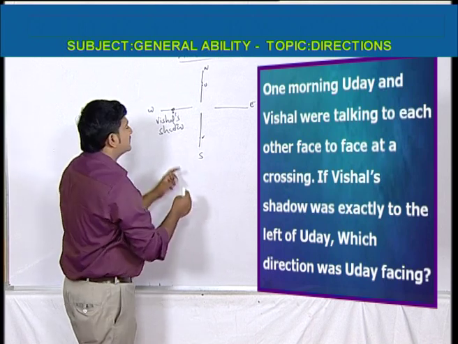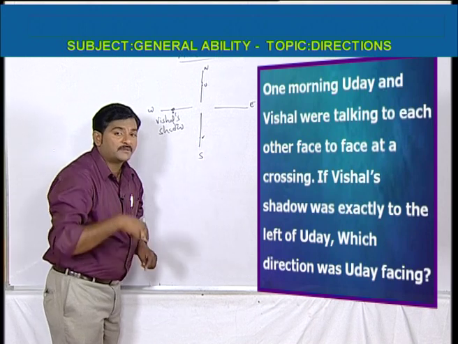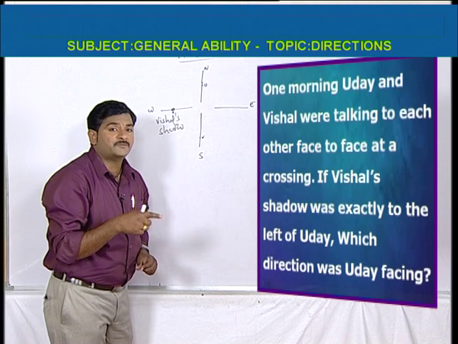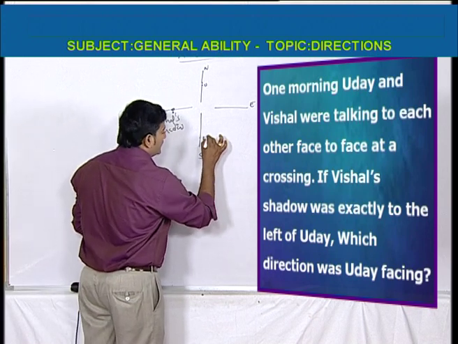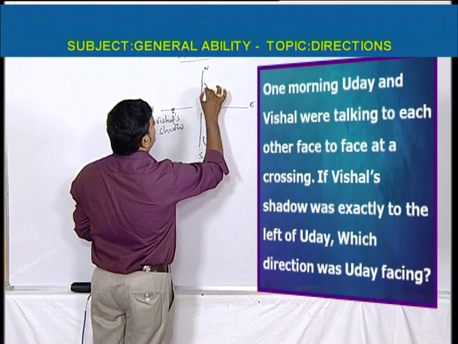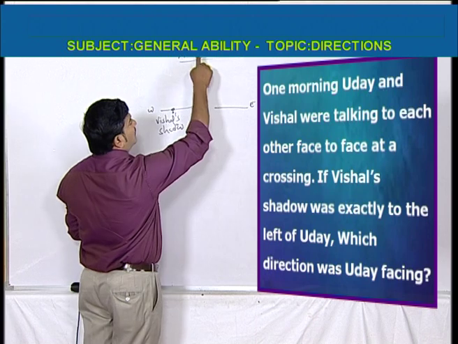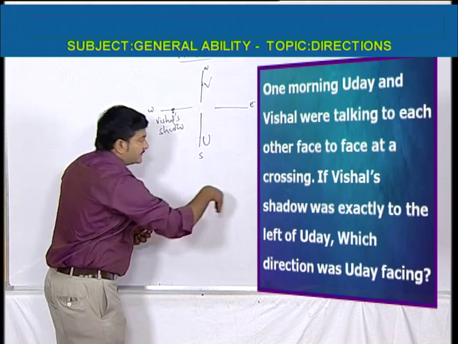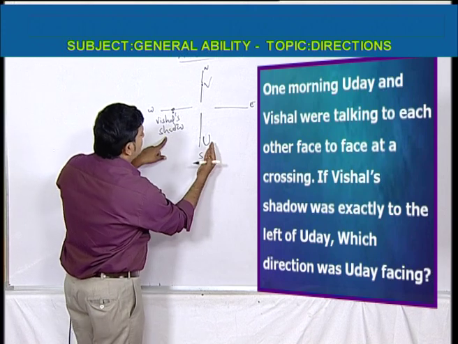So in this case, what did you observe here? Vishal's shadow is to the left of Vishal, but in the question, what he mentioned is that Vishal's shadow must be to the left of Uday. That's why this space must be for Uday and this must be for Vishal. Now observe here, Uday is facing towards north and Vishal is facing towards south. What can we say? So Vishal's shadow is to the left of Uday.